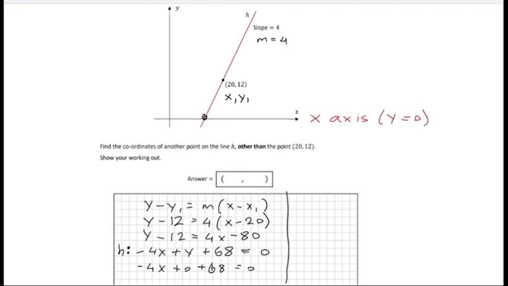Right, so let's work this out now. So I'm going to bring across the 68. So minus 4x is equal to negative 68. Divide across by 4, and we will get minus 68 over minus 4. And that will go in 17 times. So x is equal to 17. All right, so let's see, does that make sense? If that's 20 over here, yeah, it makes sense. So that's going to be 17 for the x and 0 for the y.